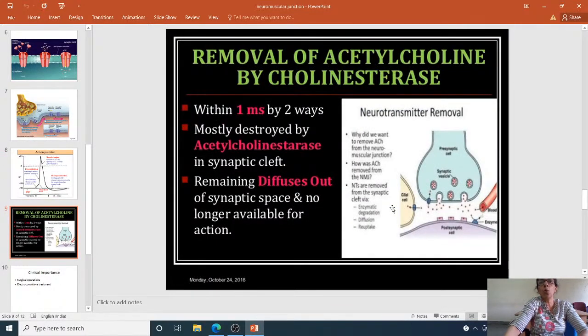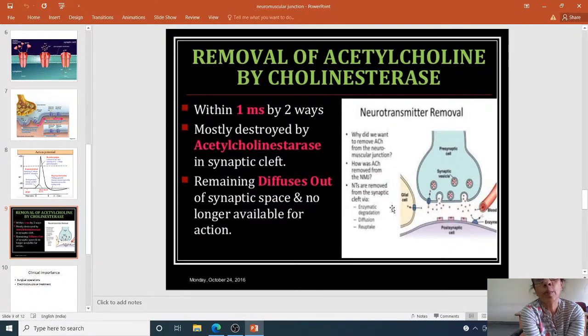Removal of acetylcholine by cholinesterase. I told you acetylcholine should be removed from the synaptic cleft. It can be removed within 1 millisecond by two ways. Mostly it is destroyed by acetylcholinesterase in the synaptic cleft. In the synaptic cleft, acetylcholinesterase is there, I said. So this acetylcholinesterase will destroy this acetylcholine, and it will break down, hydrolyze into acetyl and choline.